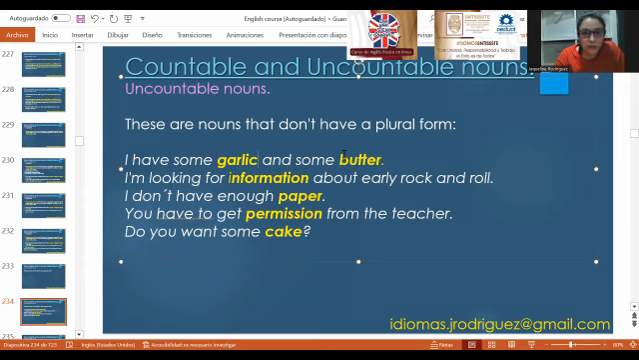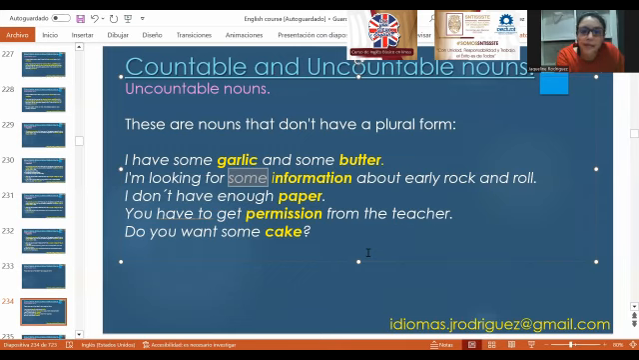Then, I'm looking for information about early rock and roll. Estoy buscando información. Puedo usarlo así, sin el some, ¿no? For information about early rock and roll, ¿no? Como el rock and roll en su primera etapa. Puedo usarlo así, or I can say for some information. Ok, aquí sí puede ser ambas. Puedo ponerle el some, algo de información o solo información.